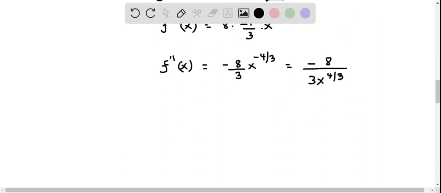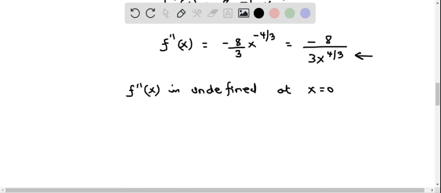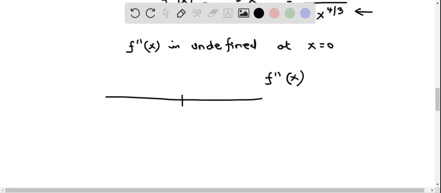We say that the second derivative is undefined at x equals 0. Okay, so f double prime of x is undefined at x equals 0, because when the denominator equals 0, it is undefined. So we will prepare the sign chart for the second derivative so that we can determine the concavity intervals at x equals 0. We take some random values to the left and to the right of x.